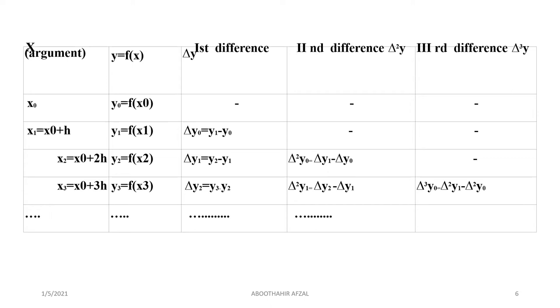And the second thing is y, that is the entry. Entry is nothing but you put the corresponding value of x in the function, and you will get the value of the entry. And then the first difference operator is nothing but the differences of y values, and the second difference operator is nothing but the differences of the first difference operator. Similarly it goes on. So if you want to find any column, you take the differences of the previous column.